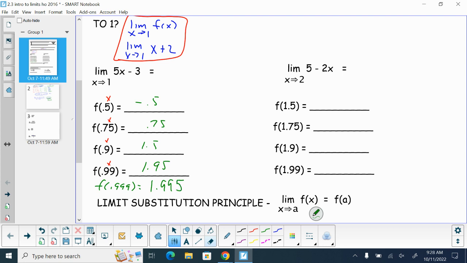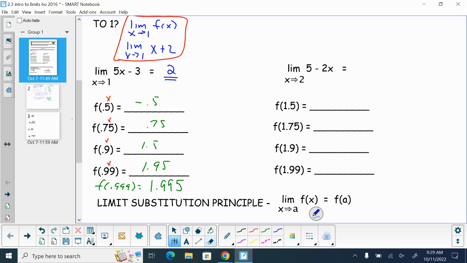What is our y value getting closer to as we get closer and closer to the value of 1? It's getting closer to 2. We got negative 0.5, then 0.75, then 1.5, 1.95, 1.995. So we are getting closer to the value of 2.